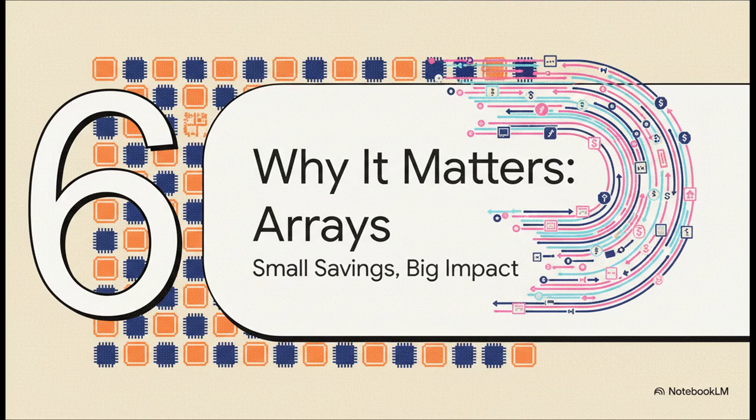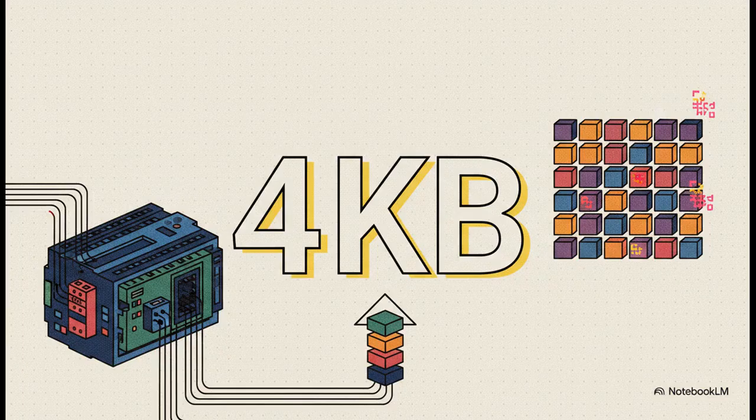Now, you might be sitting there thinking, come on, we're talking about saving 4 bytes. Who cares? Well, you start to care a lot when you start using arrays. This is where those small, disciplined savings turn into massive performance gains. Let's put some real numbers to this. If you create an array of, say, 1,000 of our unoptimized UDTs, that 4 bytes of waste per instance suddenly becomes 4 kilobytes of totally wasted controller memory. In large applications, that's a huge deal.